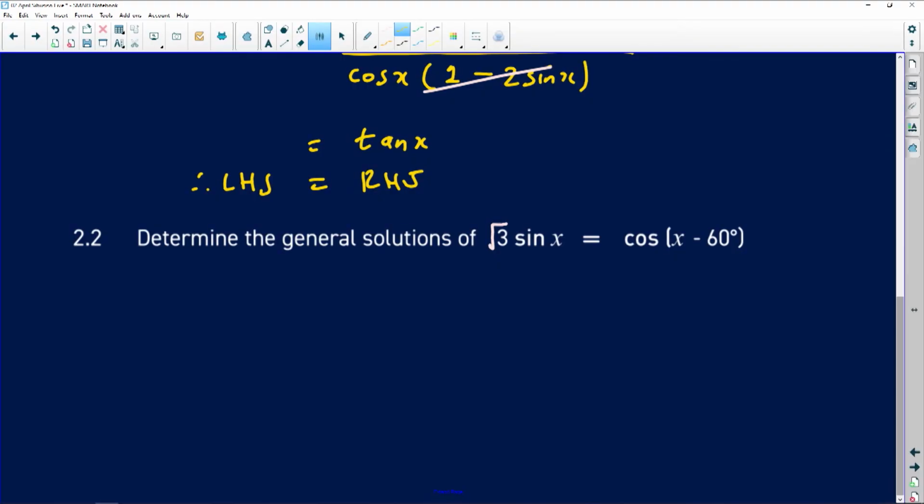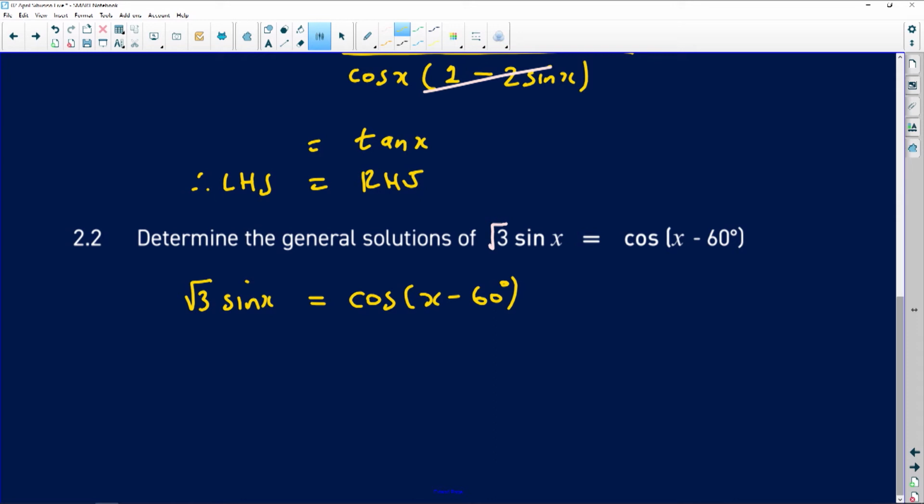So if you check here on the left-hand side, I've got the square root of 3 multiplied by the sine of x, and then that is equated to, on the right-hand side, the cosine of x minus 60 degrees. Now it is very challenging because you see we've got different ratios, sine and cos, and our angles are not the same. One angle is x and the other angle is x minus 60 degrees.